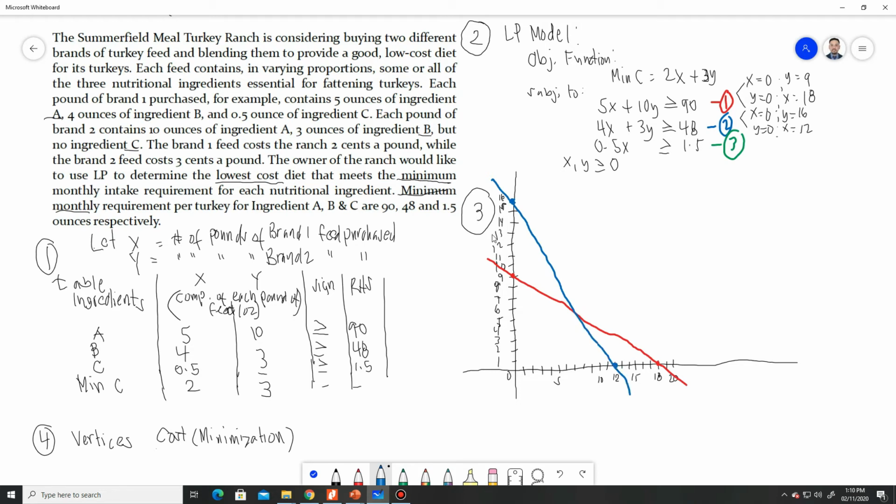Okay. X therefore is equal to 3. So where is 3? Here is 3.